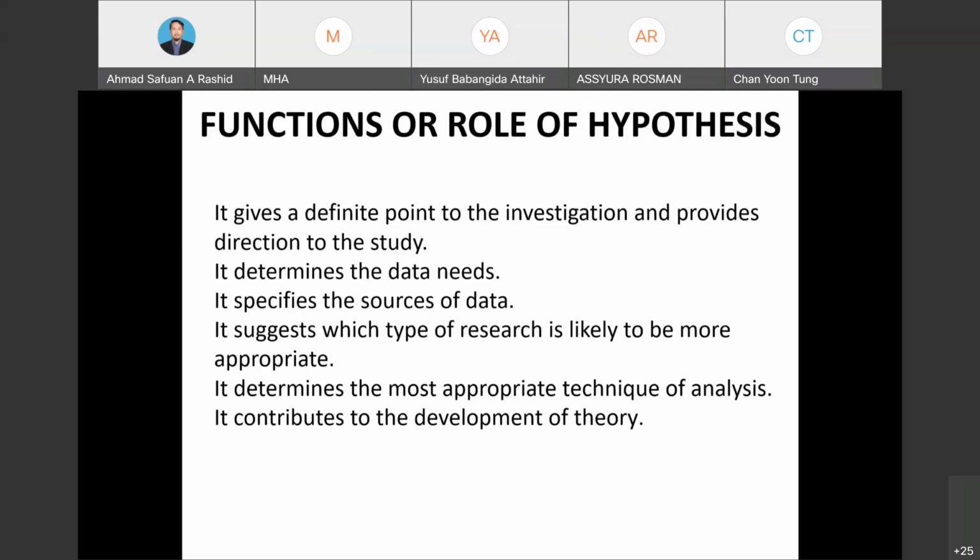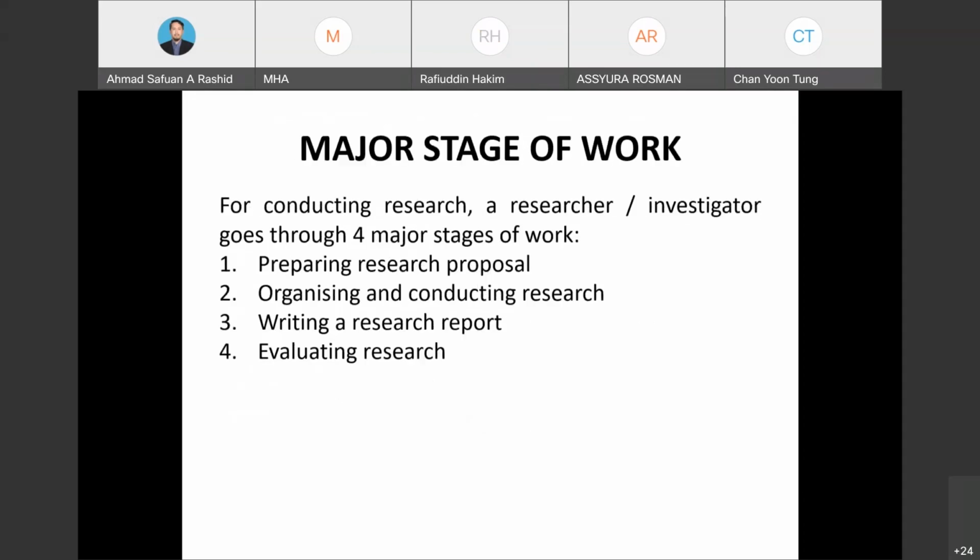But the hypothesis is at an early stage. Yeah? Once you have carried out your study, you may know what the result is. Then you may compare it with your hypothesis. Maybe your hypothesis is wrong, or maybe your hypothesis is true. So the hypothesis is only at the first stage.